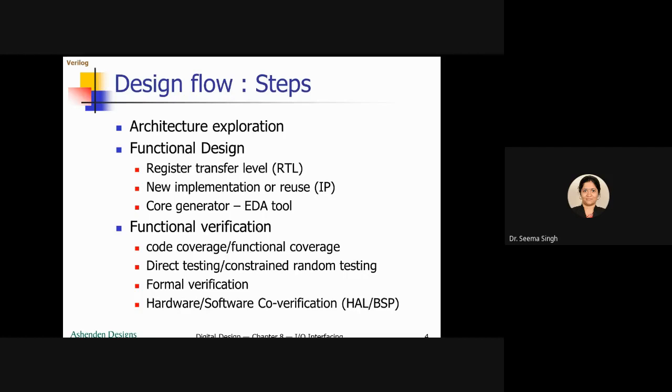Direct testing means what you have been doing in the lab, and constrained random testing means it will generate your testing stimulus for certain constraints on the range of data values allowed for the inputs. And you have special verification languages. It may not come under the general programming languages. So that is about your direct testing and constrained random testing.